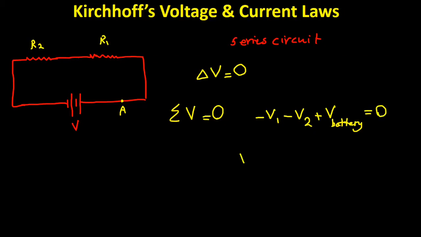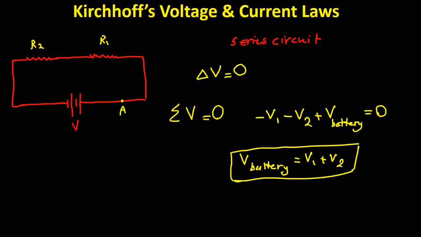As a result, we see V battery equals V1 plus V2. So what does it mean? It means when we talk about a series circuit, total V, that is V battery, is equal to the sum of voltage drop of every single resistor. So I write as a general rule for a series circuit, V total equals V1 plus V2. And if we have even 10 resistors, we continue like this.